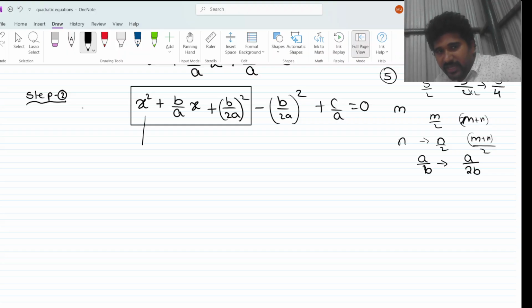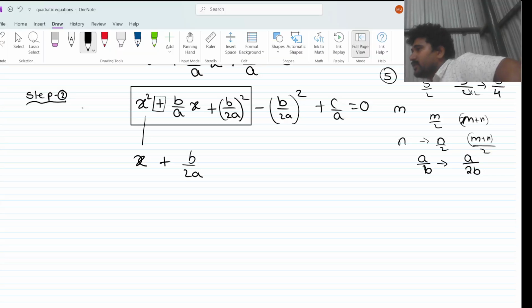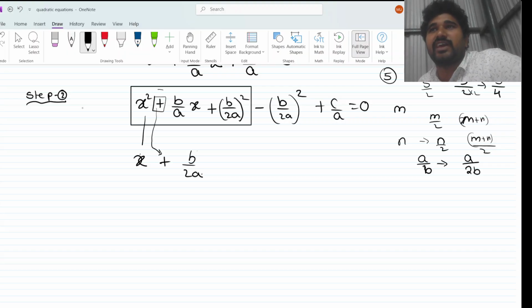So how do you write? Means x, understand, plus b by 2a. Whatever sign the coefficient of x has, that sign comes in the middle. If it is minus here, minus will come. Where does that sign in the middle come from? It is the sign of the coefficient of x. Clear? For example, if there is minus here, minus will come in the middle. Understand? Because a minus b whole square or a plus b whole square is decided by the coefficient of 2ab, right?